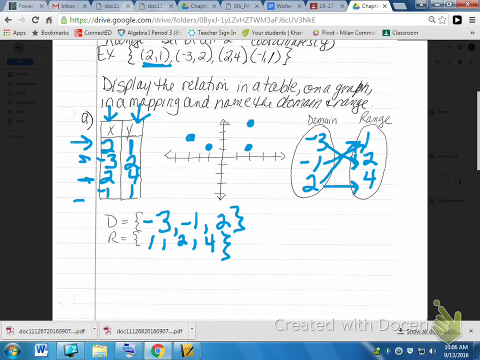From left to right, you draw arrows from the domain to its matching range. That's something new for you. Are there any questions about doing a mapping? You have them in ovals, the domain on the left and the range on the right. Put them in order from least to greatest, and you draw arrows from left to right. So we will be able to take any relation and write it as a table, a graph, or a mapping, and then be able to name the domain and the range.